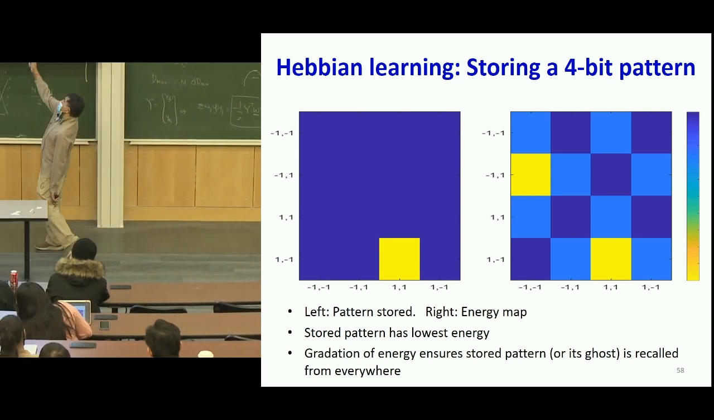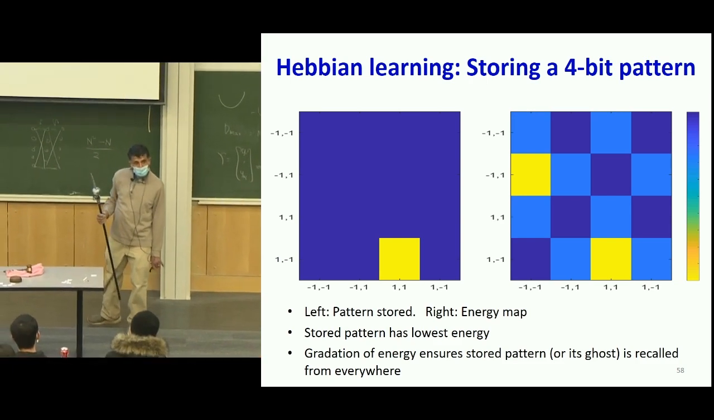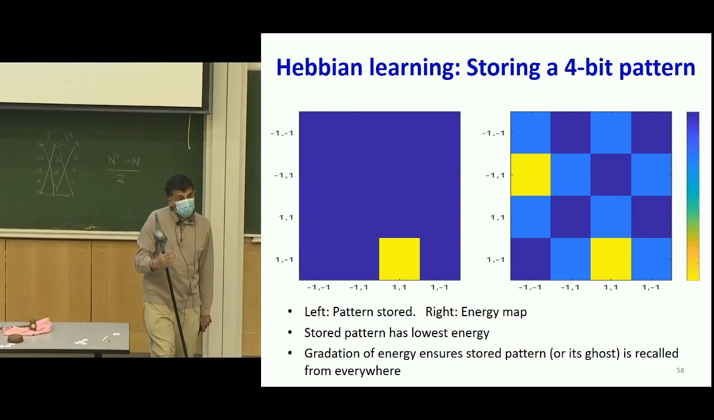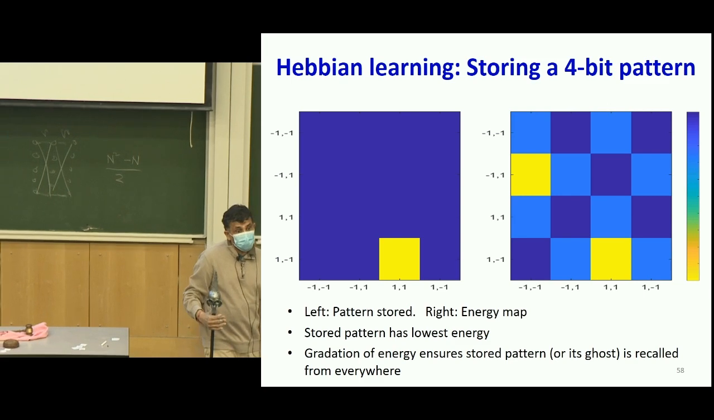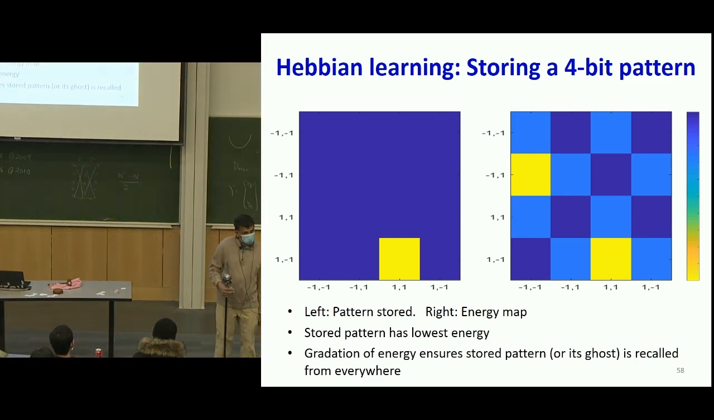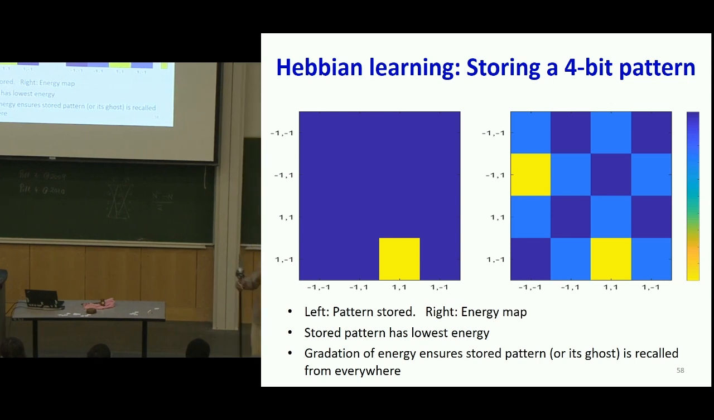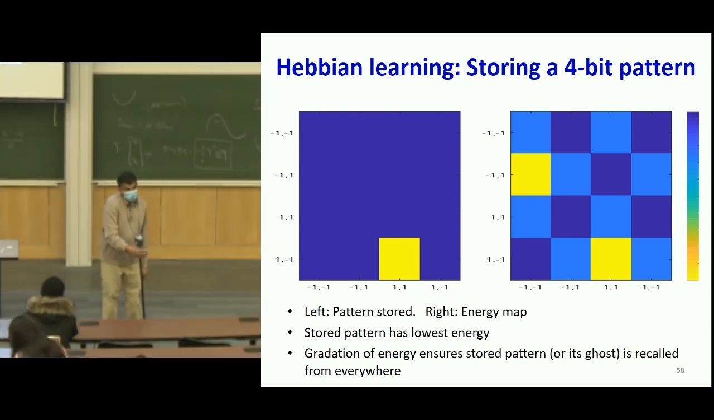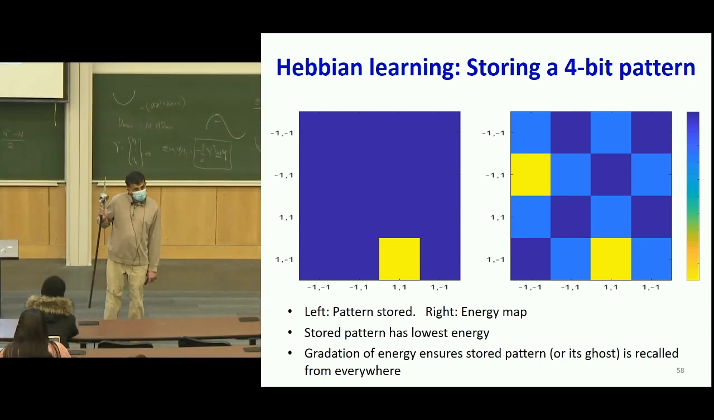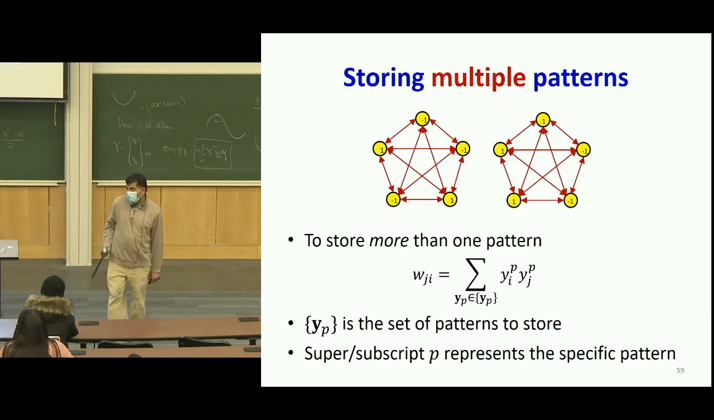Anytime you initialize the network in some cell, it's going to move to a nearby cell if it has a lighter color, if it has a lower energy. And regardless of where you start this network, it's going to keep moving towards lower energies till it arrives at a yellow cell. So this pattern is perfectly remembered, right?